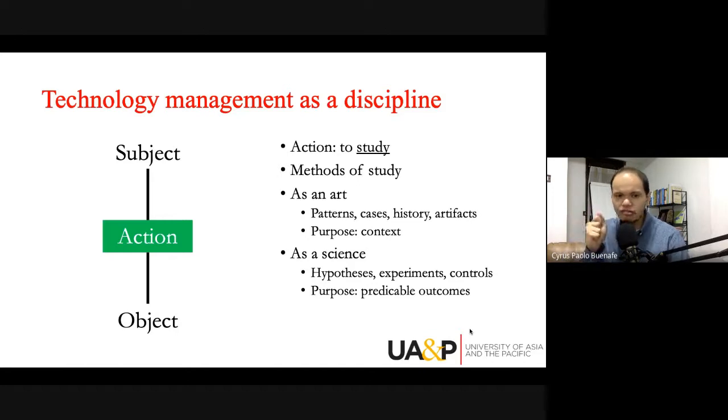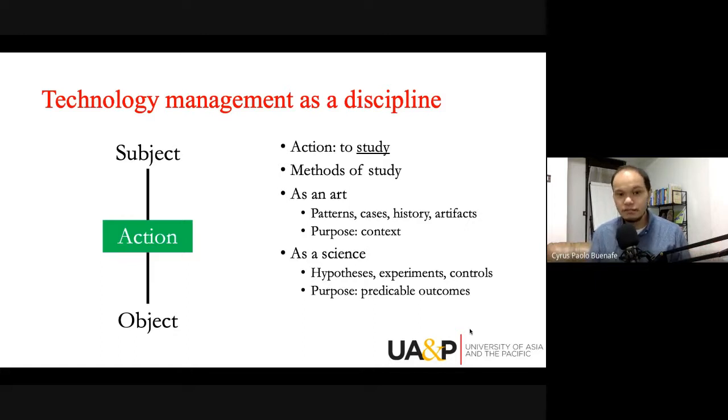But as a science, what do we do when we have a discipline that's in the field of sciences? Well, we deal with hypotheses, we deal with experiments, we deal with controls. And the reason why we do these things in sciences is that the purpose is for us to be able to come up with predictable outcomes. We want to be able to structure something so that if I do a certain input, then the output will come out 100% of the time, or at least statistically speaking, all the time.